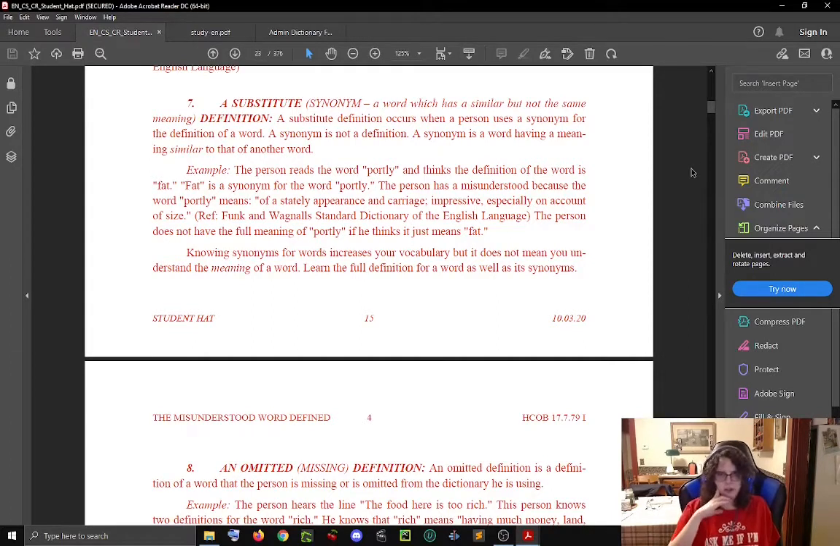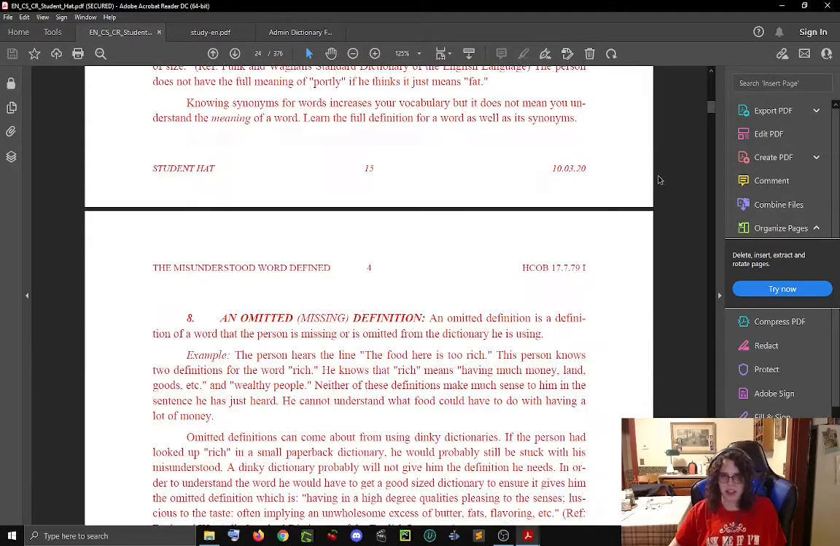Example. The person reads the word portly and thinks the definition of the word is fat. Fat is a synonym for portly. The person has a misunderstood because the word portly means of a stately appearance and carriage, impressive, especially on account of size. The person does not have the full meaning of portly if he thinks it just means fat. Knowing synonyms for words increases your vocabulary, but it does not mean you understand the meaning of a word. Learn the full definition for a word as well as its synonyms.